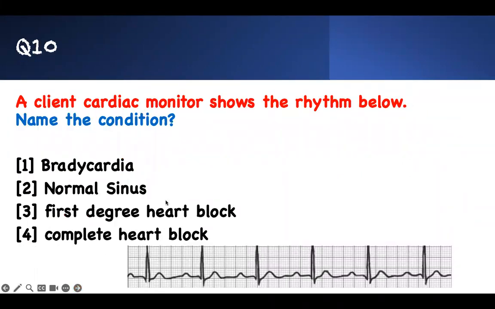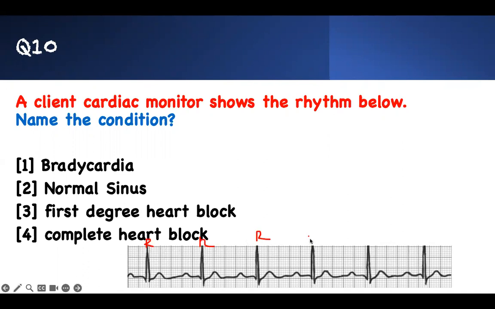The client monitor showed the rhythm below. Name the condition. So what is the condition? What do you think? You have this. The way to read the EKG: first see if it's a sinus. The way to get sinus, look for the RR interval.